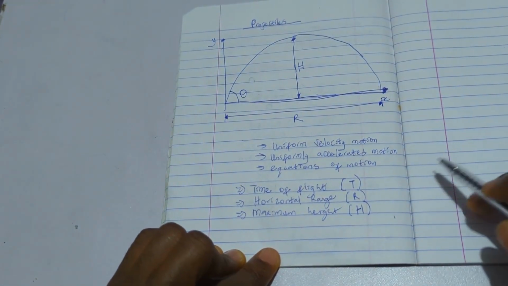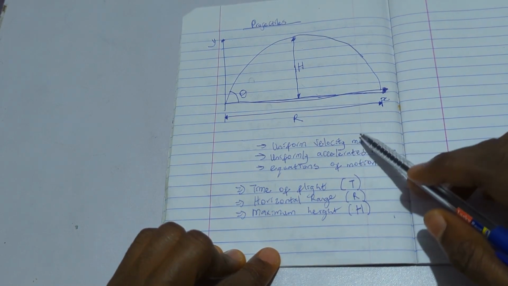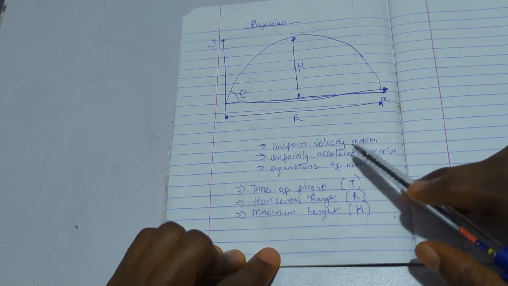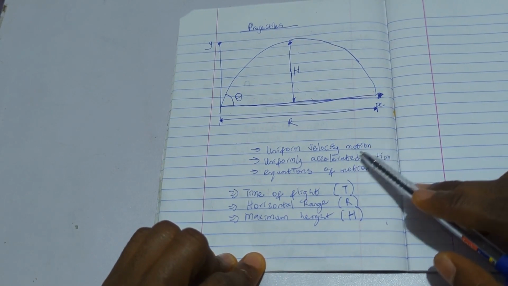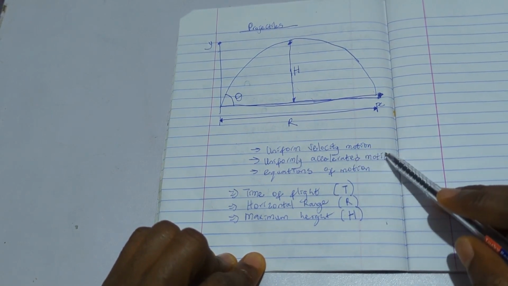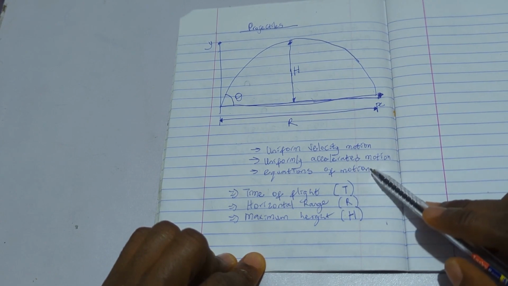Now let's also look here. I told you that three things are important for you to catch up with this video. The first is your uniform velocity motion, the second is your uniformly accelerated motion, and the third is the equations of motion.